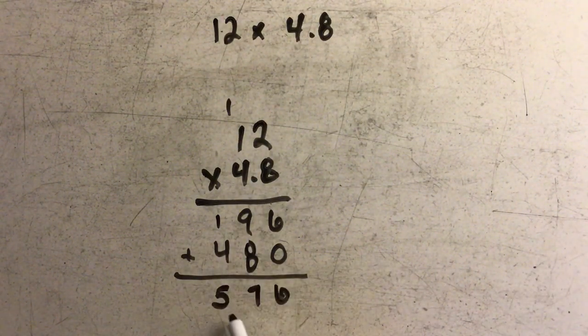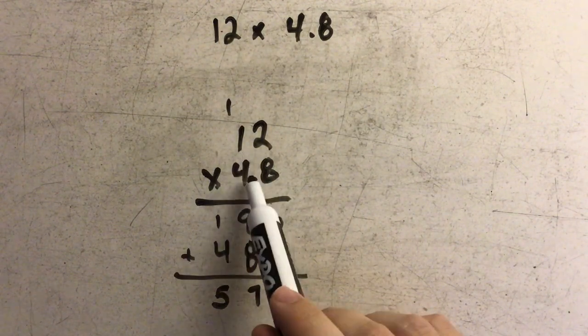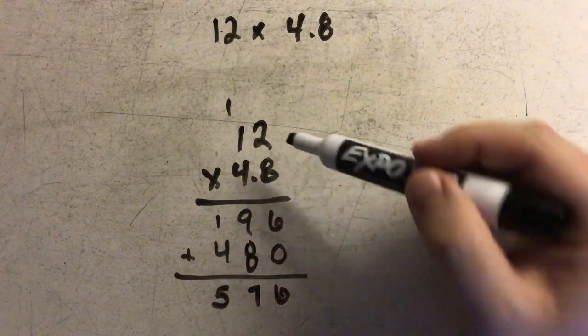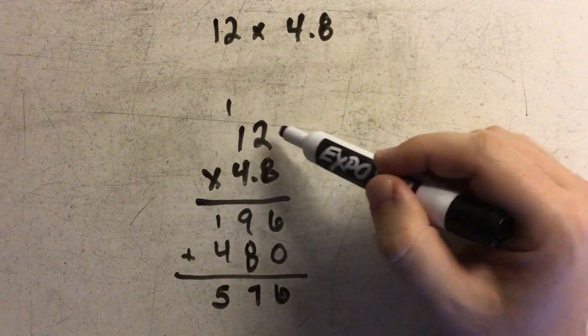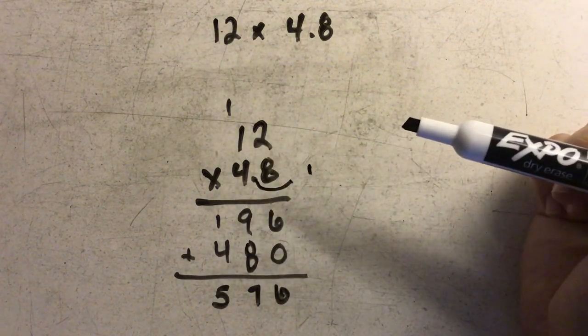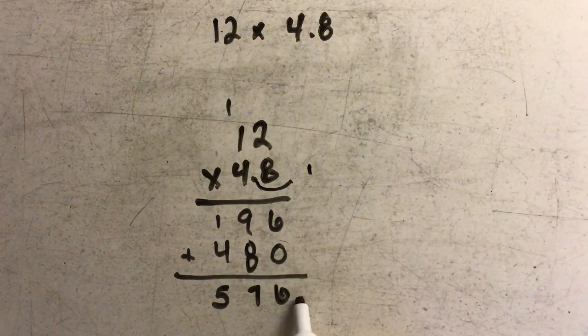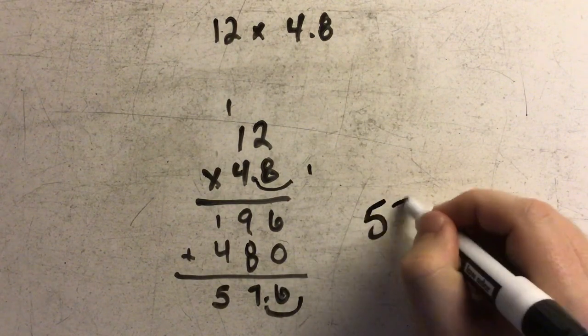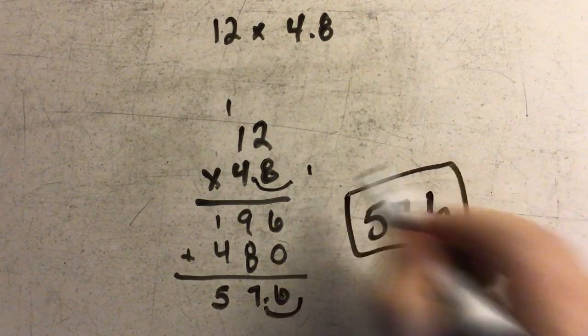And again, my answer is not 576. I need to go back and count my decimal places. I have no decimal places in my first number, but I have 1 decimal place in my second number. So I need to move my decimal 1 place to the left. So my answer would be 57 and 6 tenths.